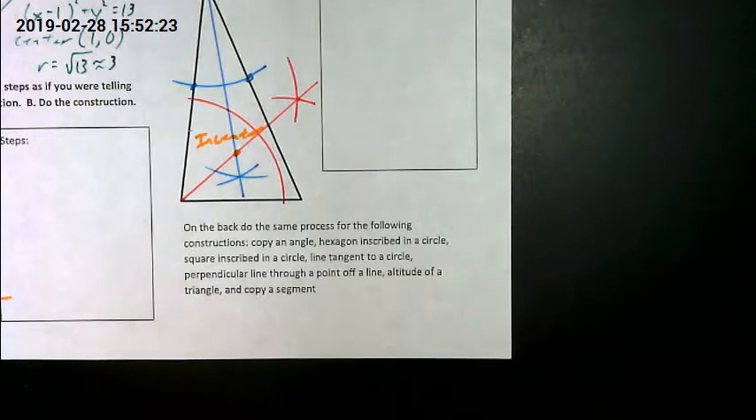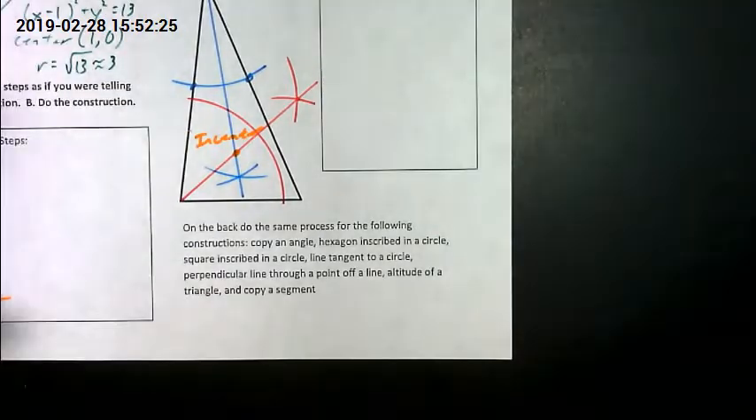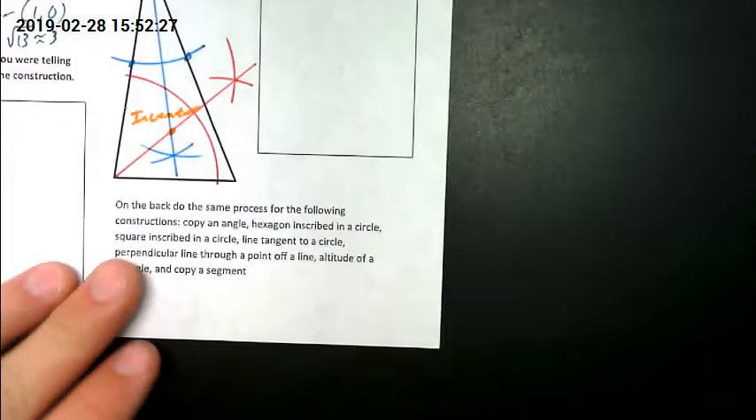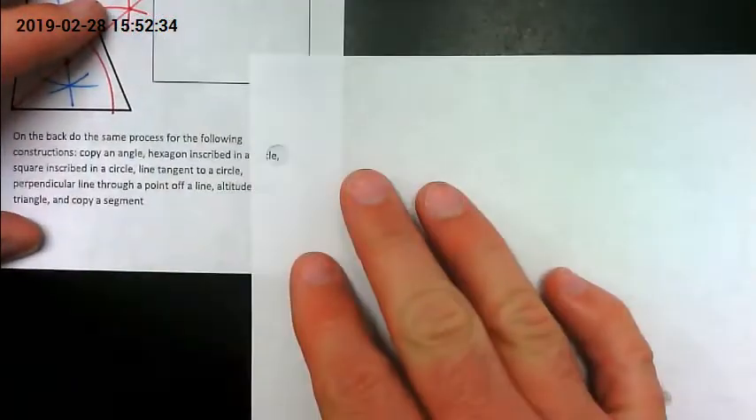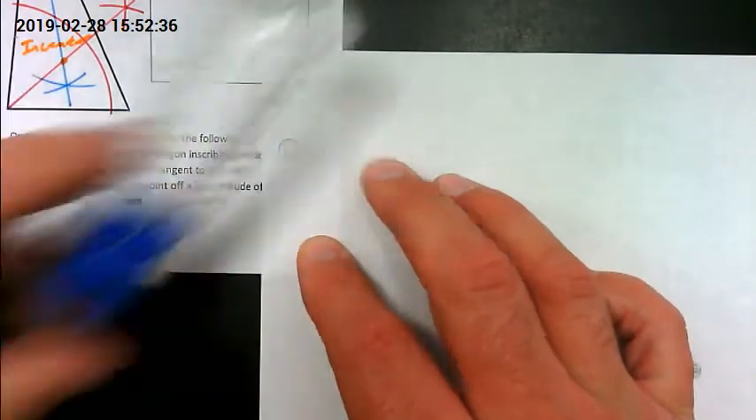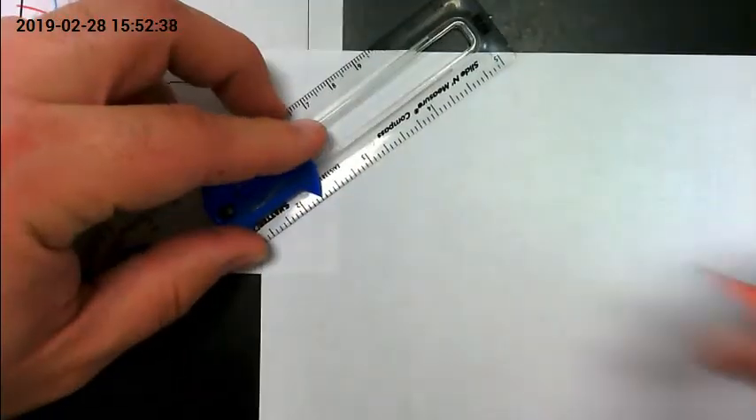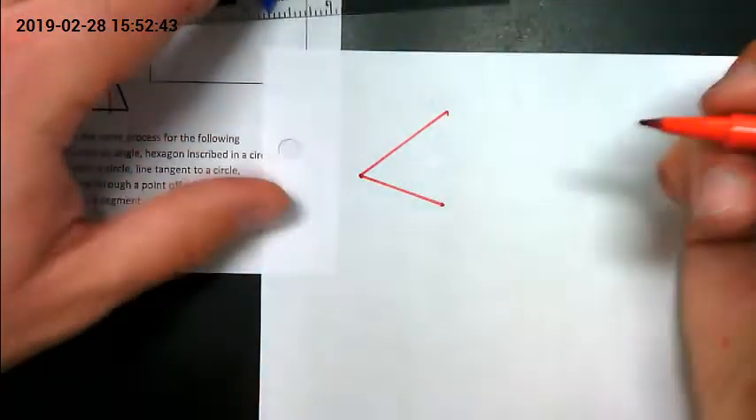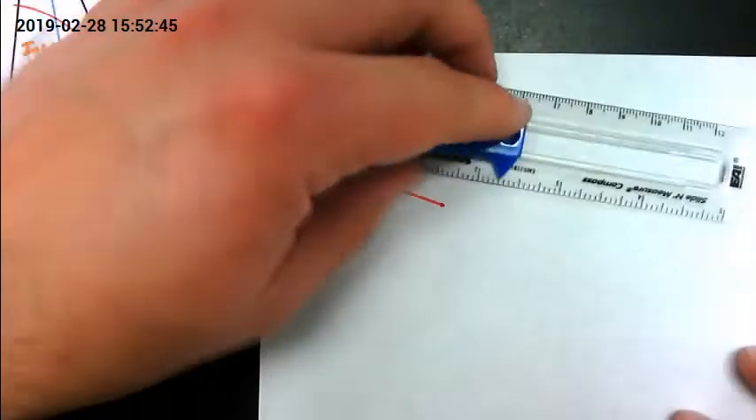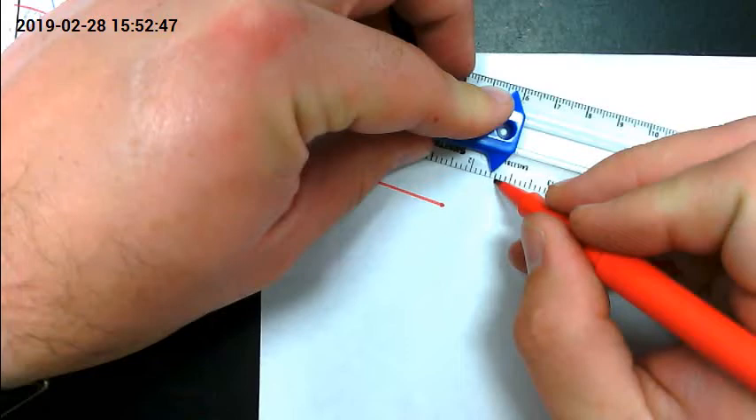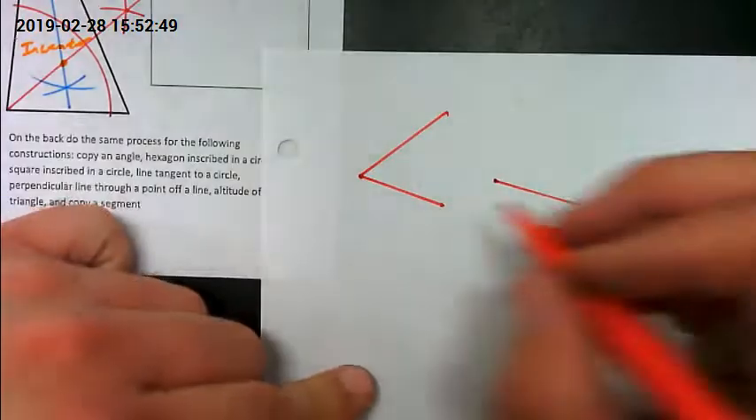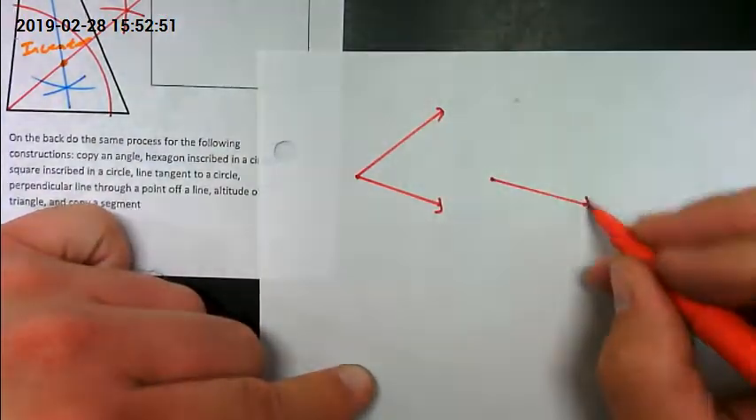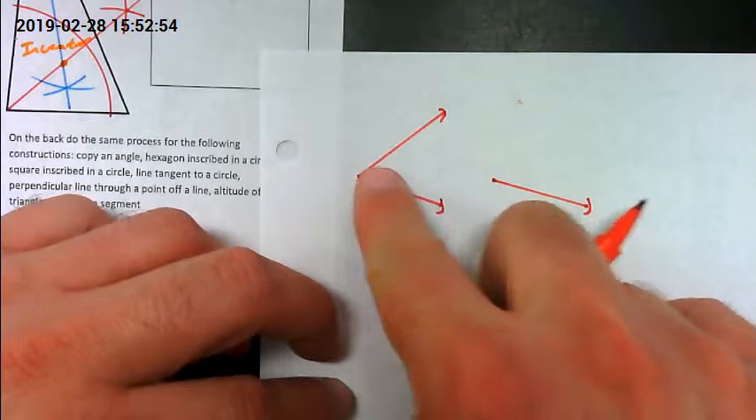So let me get another piece of paper here, and we can go through each one of these constructions. So the next construction we have is copy an angle. So first you'd have to make a random angle. And then we're going to copy that angle. So in order to copy that angle, first start off by drawing a line or ray, because again, these are really rays. And then we're going to have to copy that angle onto this one.